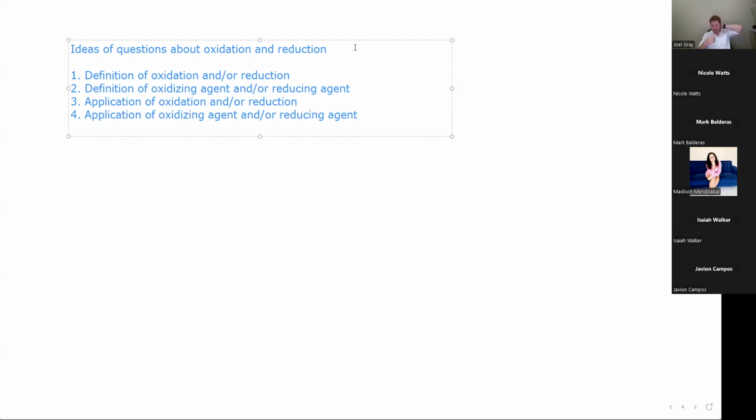So here I'll give you a balanced chemical reaction and I'll ask which species is getting oxidized, which species is getting reduced.